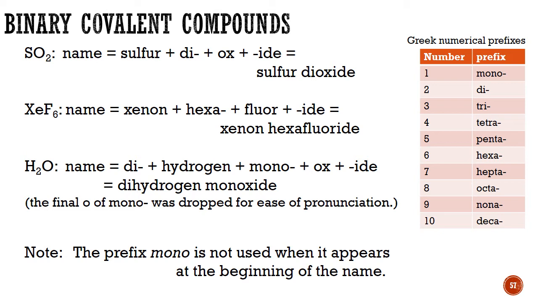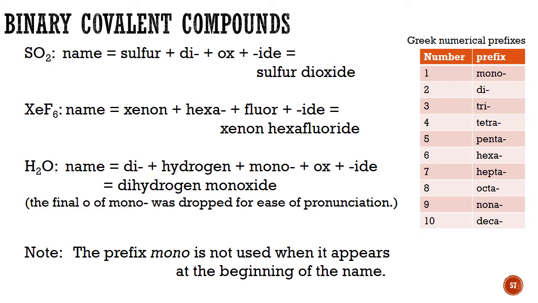Now, sometimes a 1 is not used. Sometimes it is used, especially if there's only one of the first element. We usually don't use the prefix mono. If you don't see a prefix, you assume it's 1. But sometimes if it comes later in the compound, we often will say mono just for emphasis. Now, officially, you don't have to. H2O could also be called dihydrogen oxide, and it would be assumed to be 1 if you don't see a number. But mono just sort of adds a little bit of emphasis.